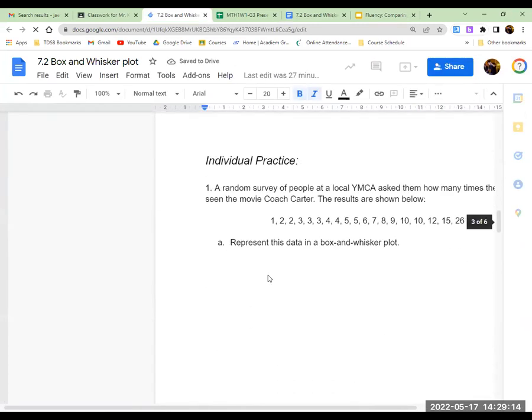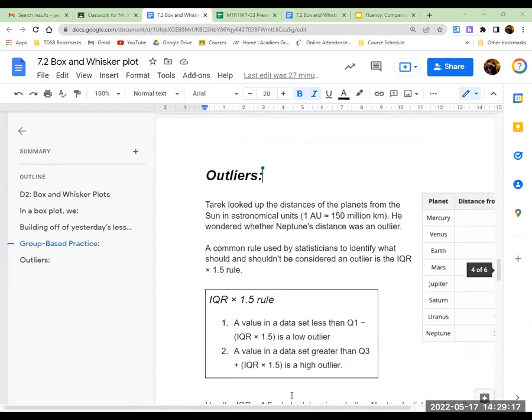It's still sharing the correct screen, right? Okay, good. Okay, here it is.